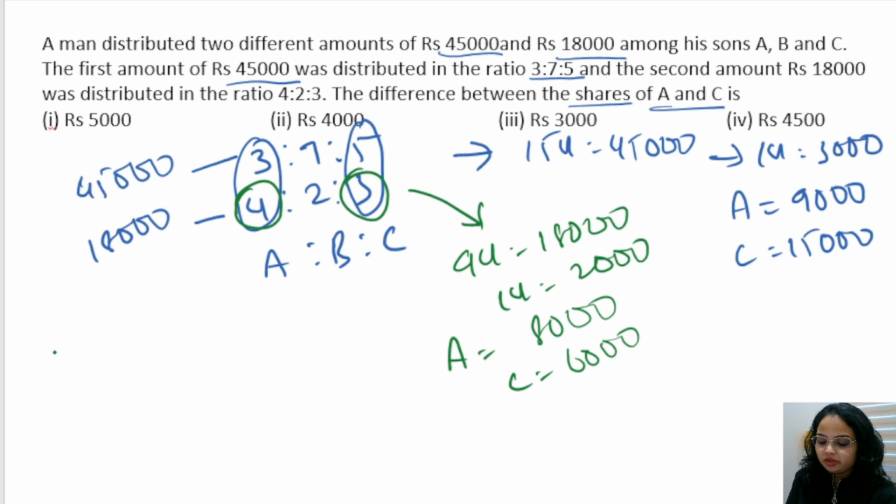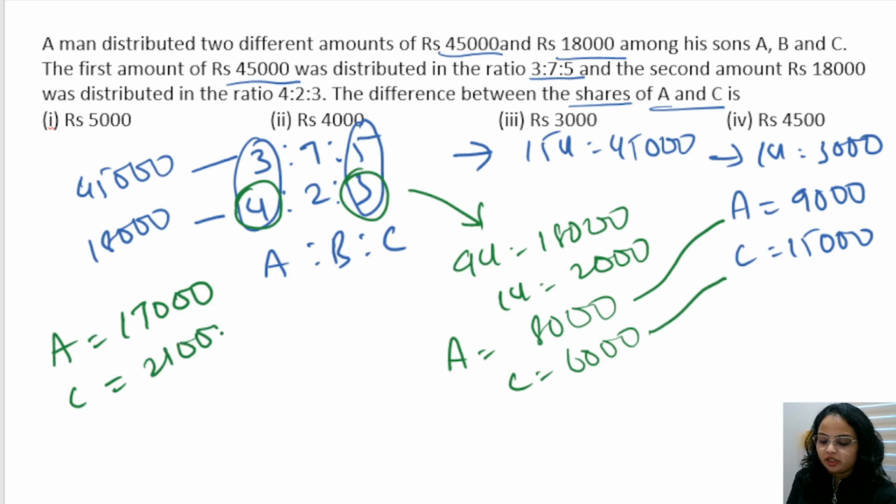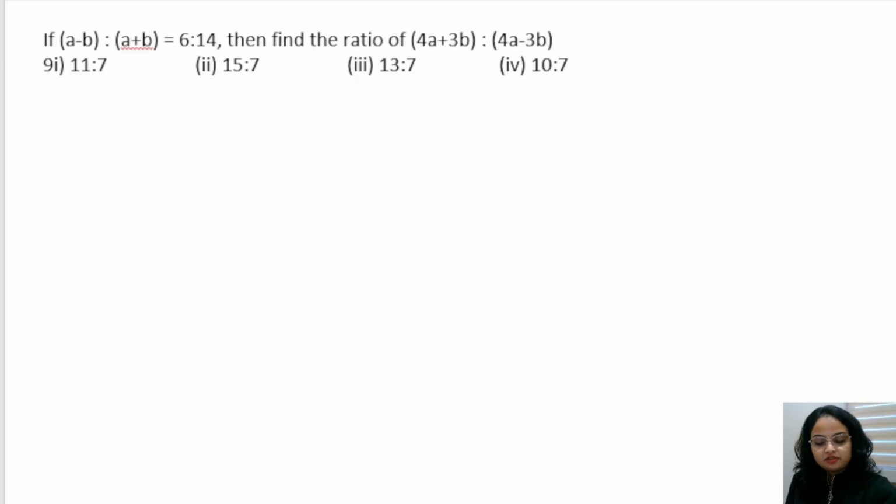Okay. What is the total share of A here? 8,000 plus 9,000. It is 17,000. What is the total share of C here? 6 plus 15, it is 21,000. So what is the difference here? See, C minus A is equal to 21 minus 17, it is 4,000. Okay, second option.